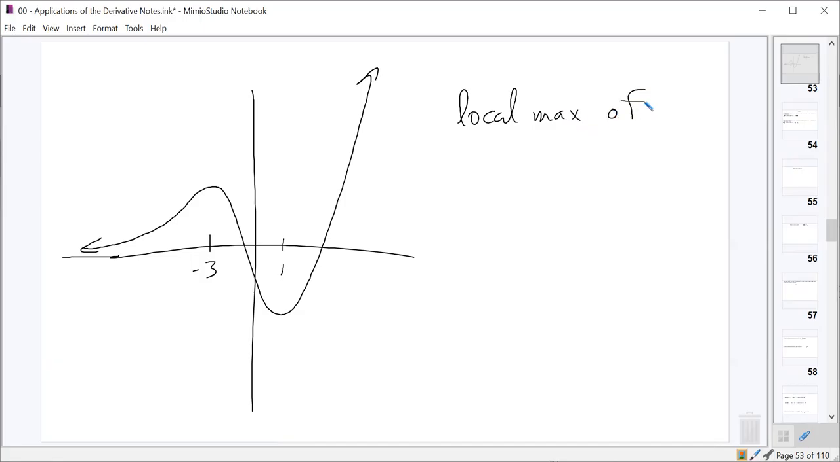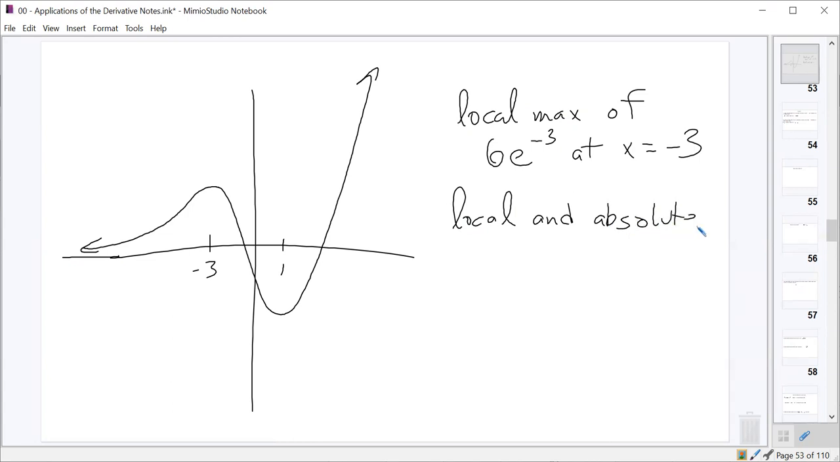So we would say we have a local max of 6e to the -3 at x equals -3. And we have a local and absolute min of -2e at x equals 1.